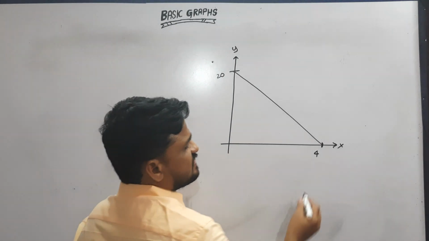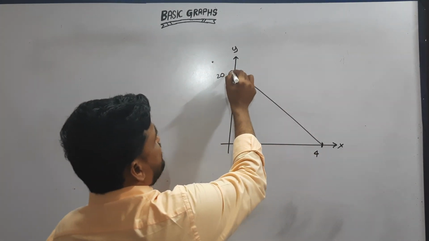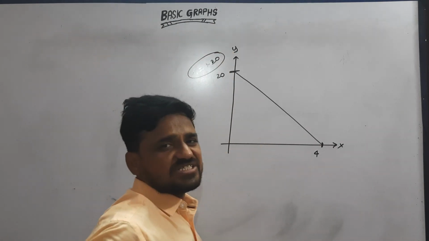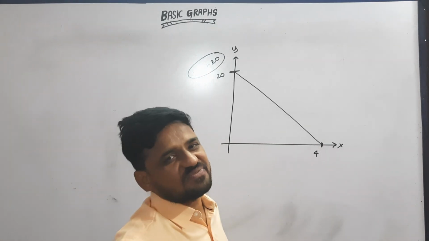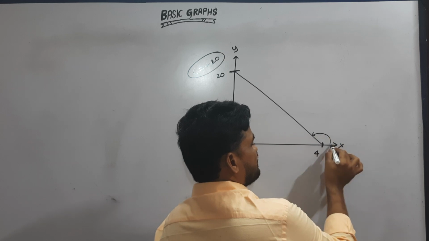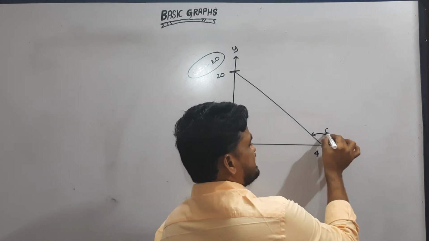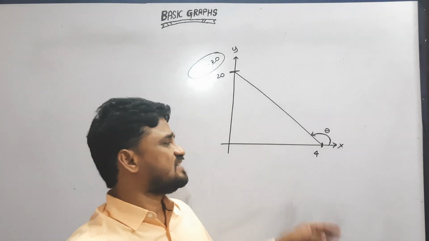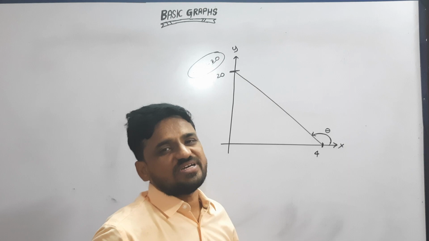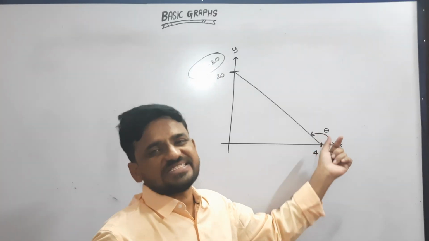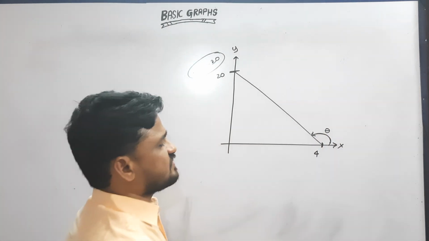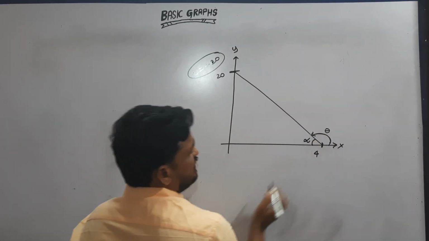For this graph's equation, no doubt the graph intersects the positive y-axis, so the c value is plus 20. Find out the slope of the graph. Slope means the angle made by the graph with the positive x-axis in the anti-clockwise direction. Here the slope is negative, which means theta is more than 90. Suppose this angle is alpha.